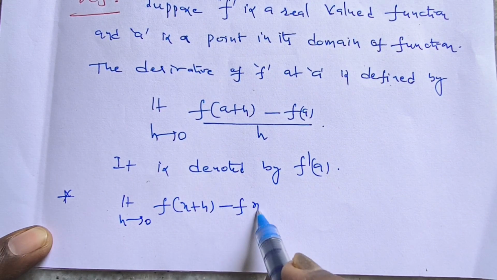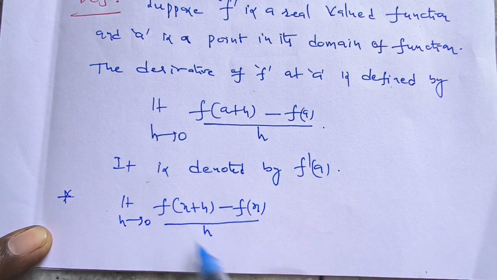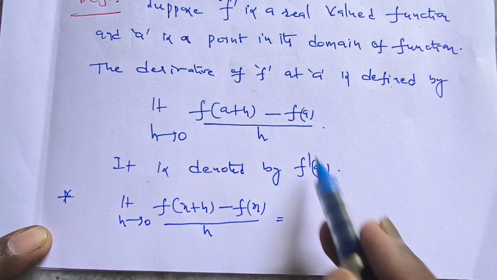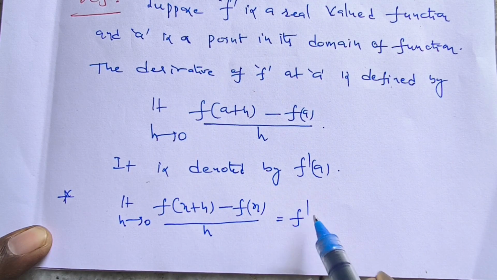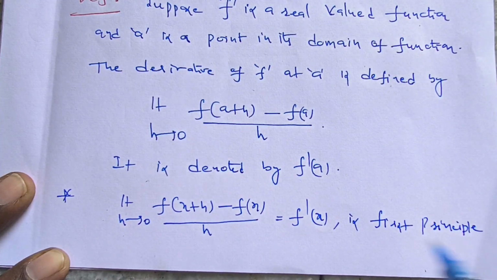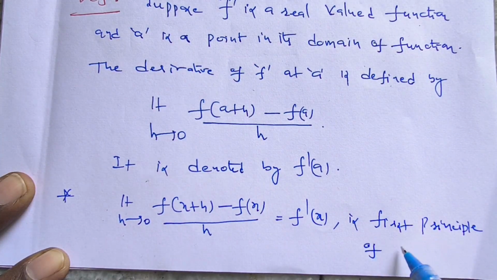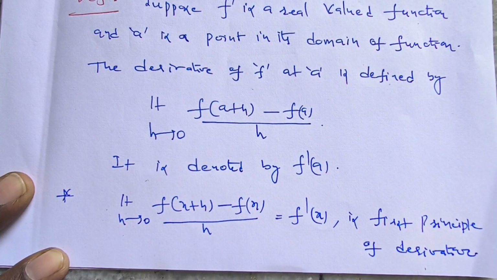And one more notation is there: limit h tends to 0 of f of x plus h minus f of x by h. The first definition is denoted by f dash of a, but this definition is denoted by f dash of x. This is also known as the first principle of derivative.